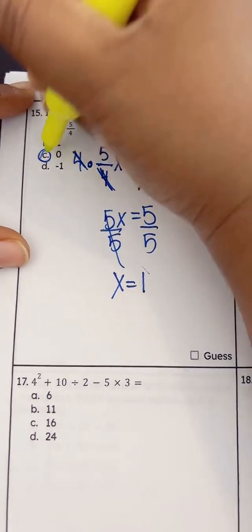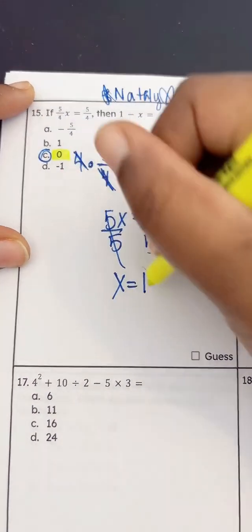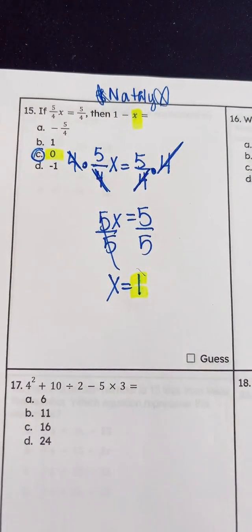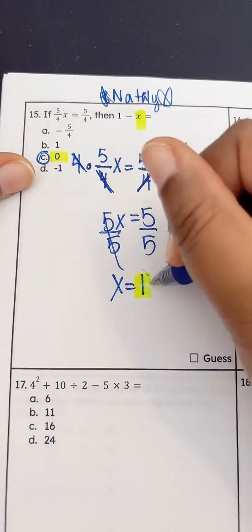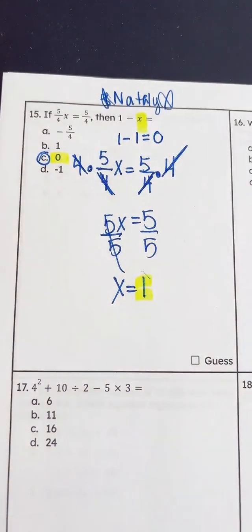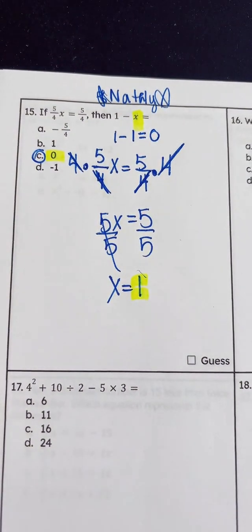We're going to put this in for X. And when we plug this in here, well, 1 minus 1, that does give us 0. And C is our answer.